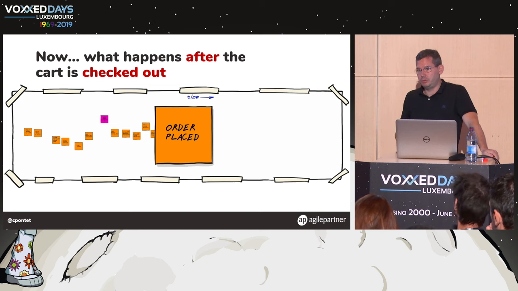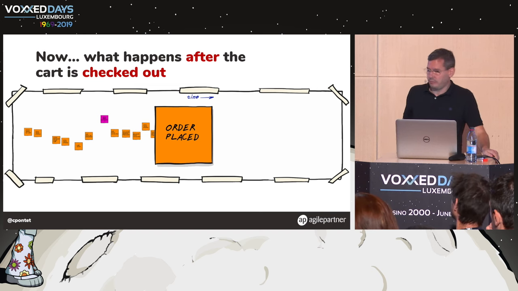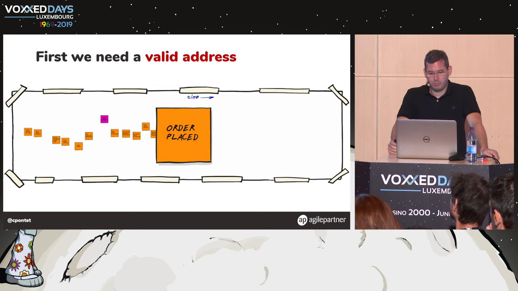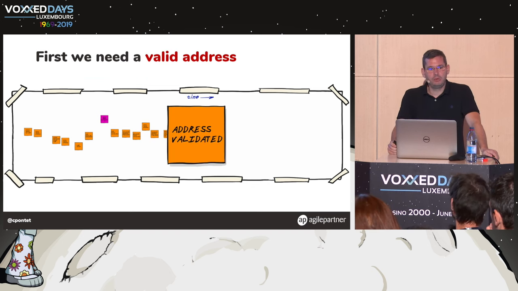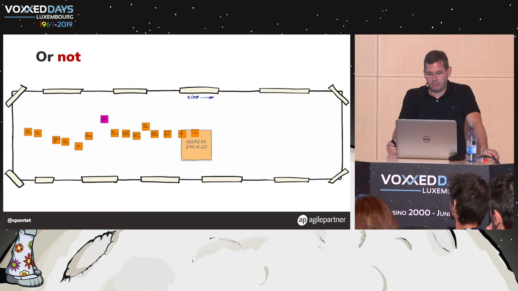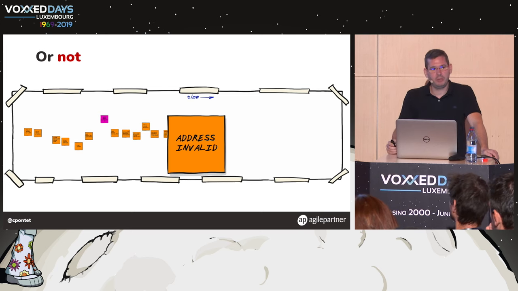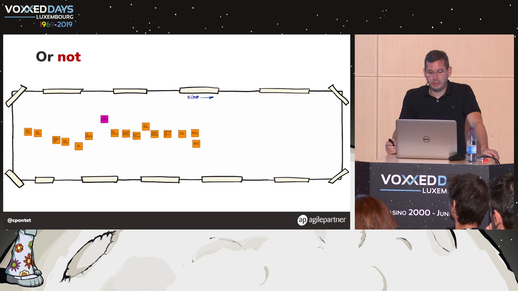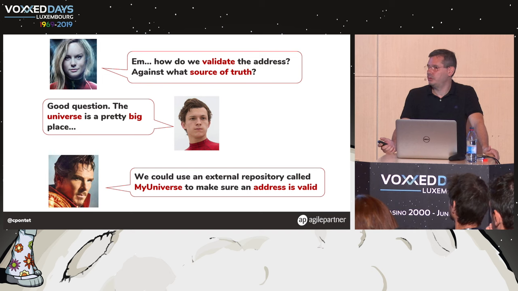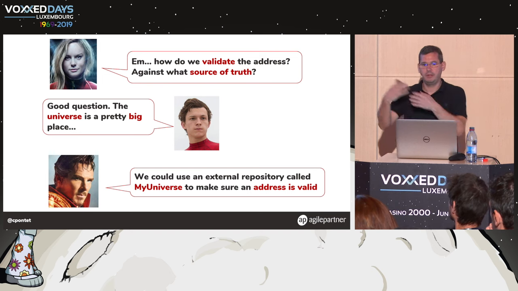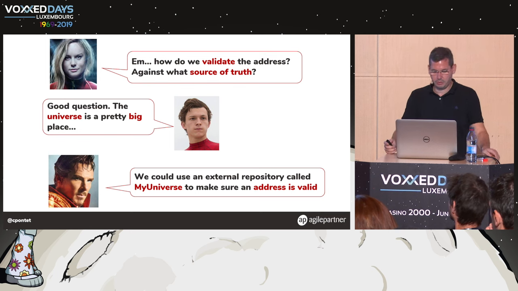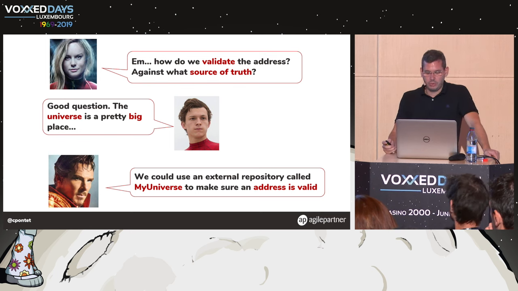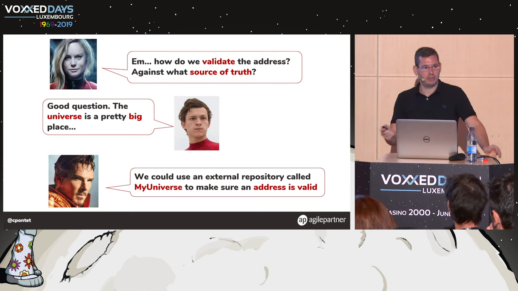And then you go back to your events, and the last event from that sequence is order is placed. But what happens after that? Well, you should validate your address. You need to know where to send the products. And of course, because we take care of the not-so-happy path, we also have sometimes addresses that are invalid. But wait, how do you know your address is valid? You need some kind of thing that you can call to validate your address. And luckily, Dr. Strange knows the My Universe repository. It's a global address repository where you can really check that the address is valid.